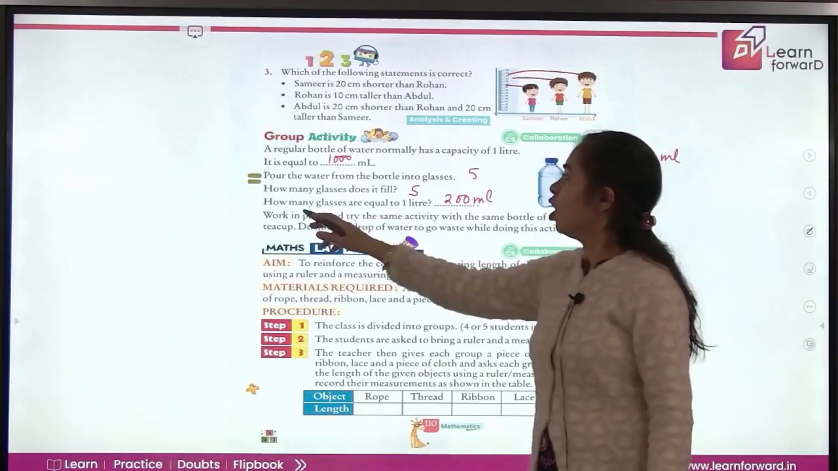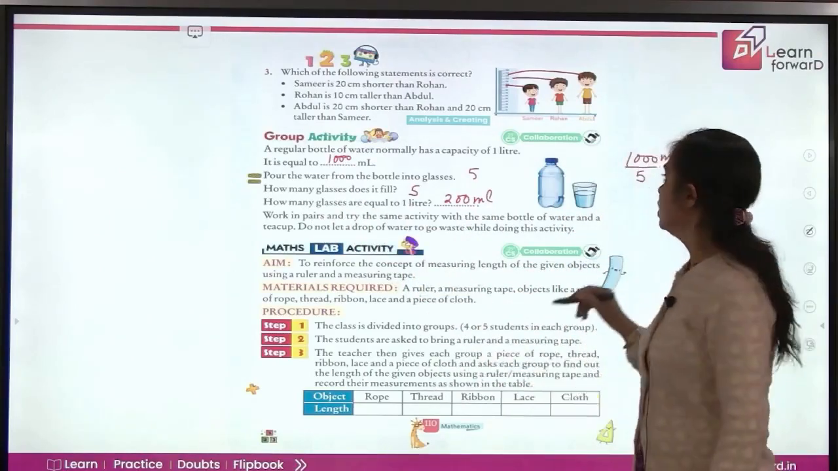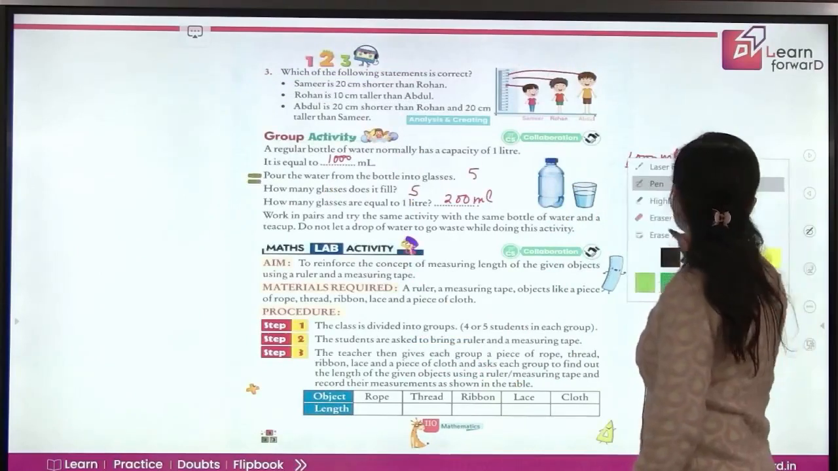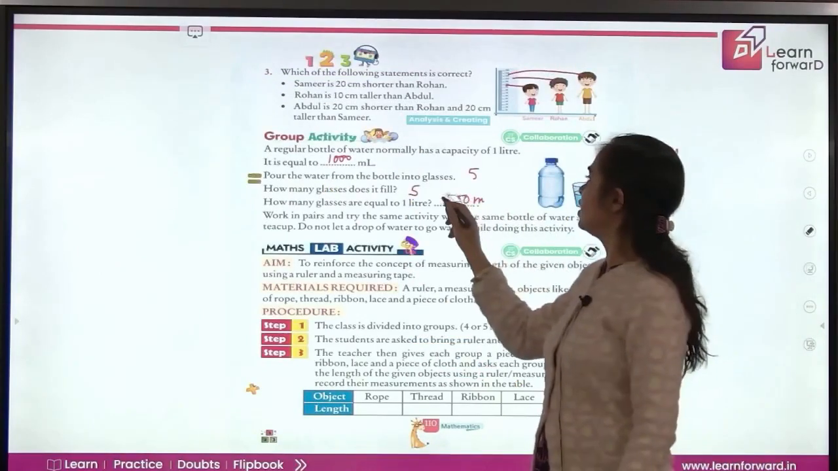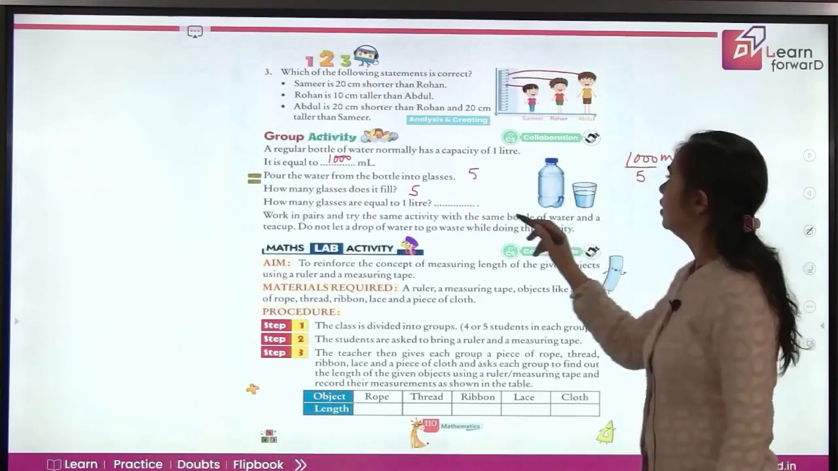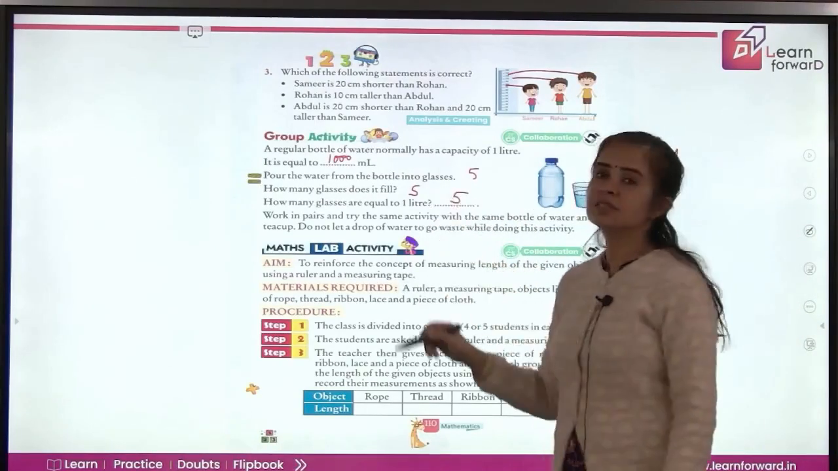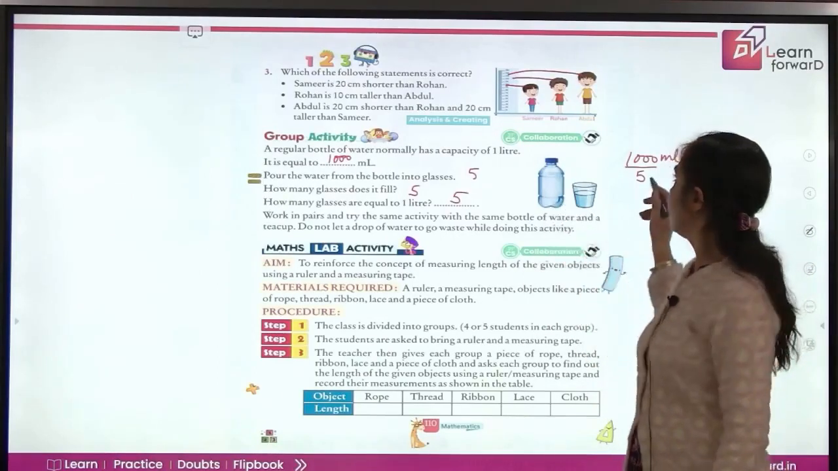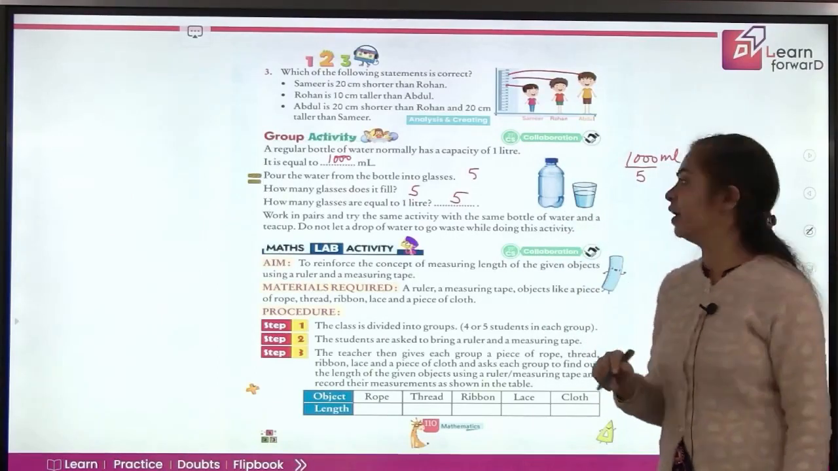Right? Now how many glasses are equal to 1 liter? So here they are just asking you how many glasses are equal to 1 liter. So how many glasses could you fill? 5 glasses. That means 5 glasses are equal to 1 liter. And then you can find out the capacity of 1 by dividing also.